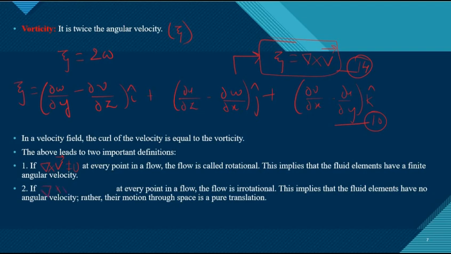Vice versa, if I say that this curl is equal to 0, what will happen to my flow or fluid? The flow is irrotational, which means there is no angular velocity, and the motion of the fluid is pure translational. So these are the two points in terms of mathematical definition. If you want to remember the rotational or irrotational flow, you can see very beautifully how the mathematics and the physics are connected. If the curl is equal to 0, my fluid is irrotational, and if it is not equal to 0, my fluid element is rotating.